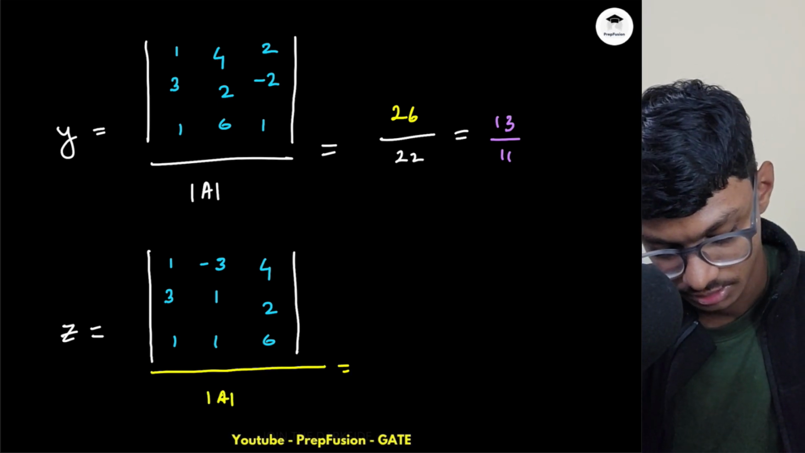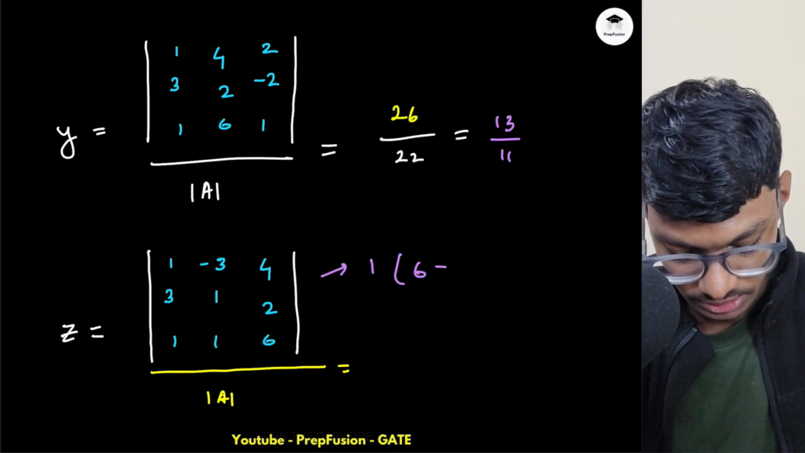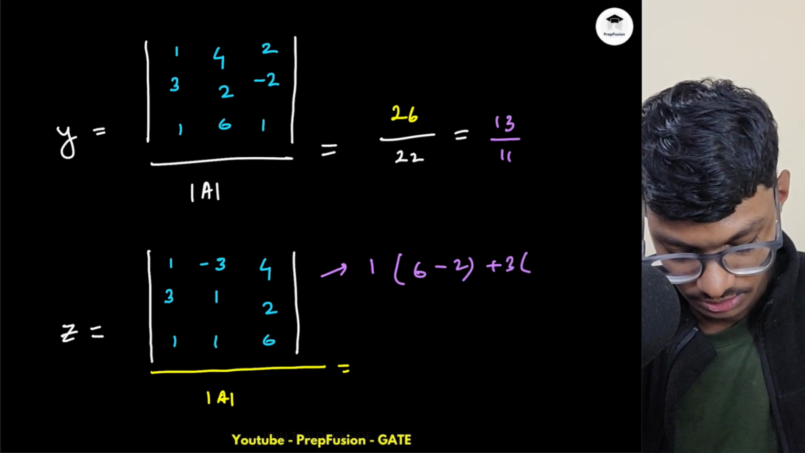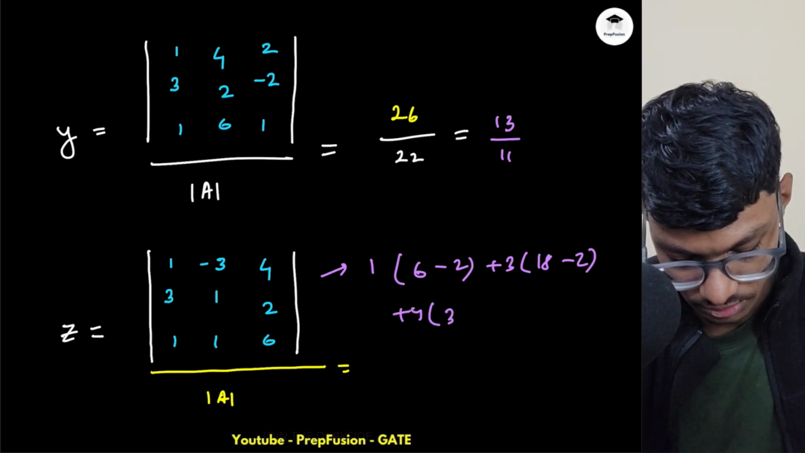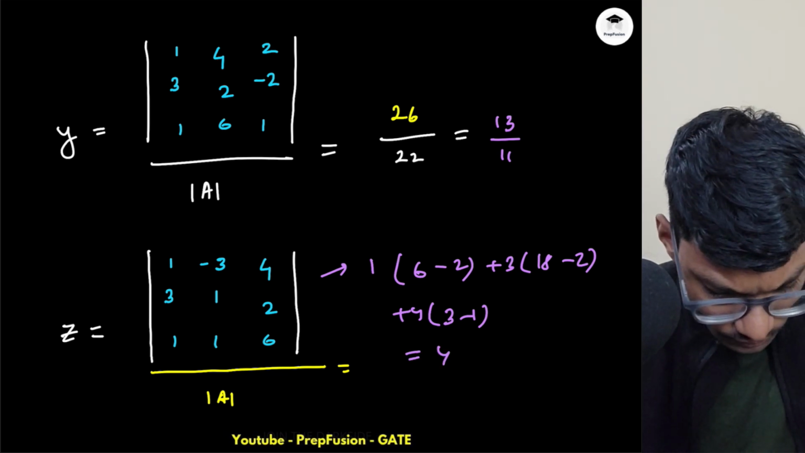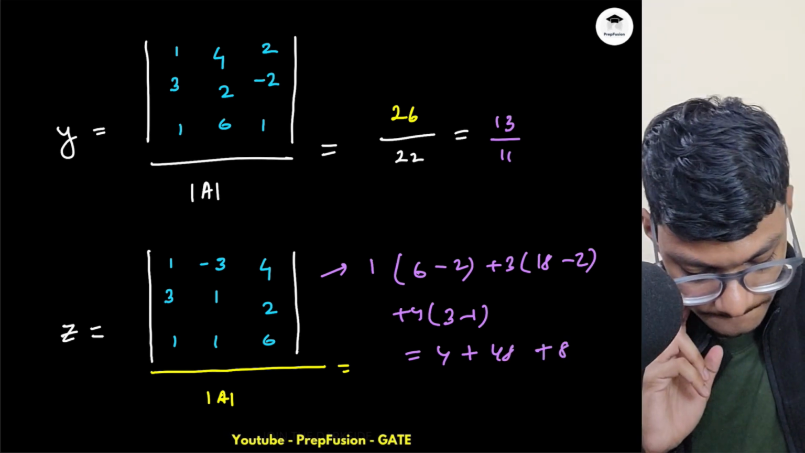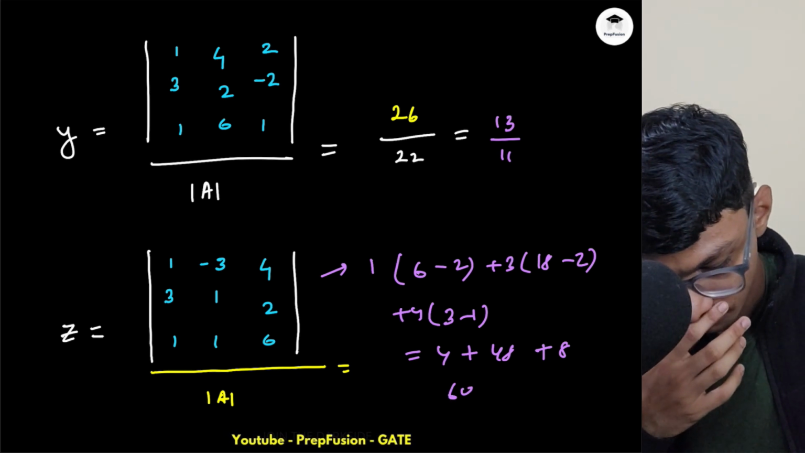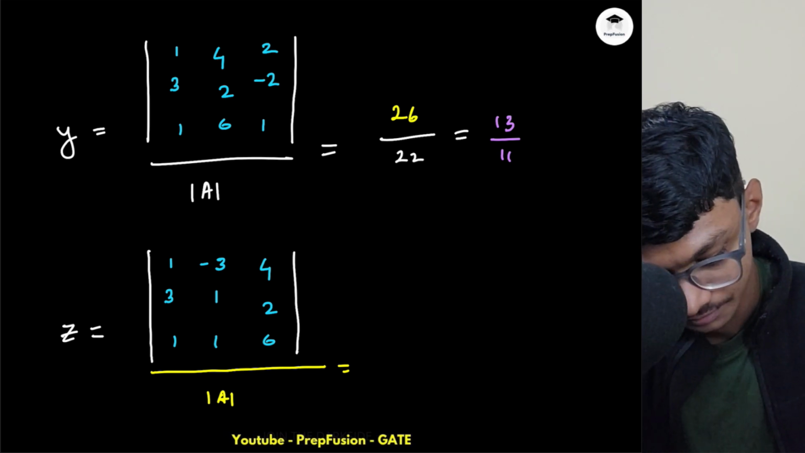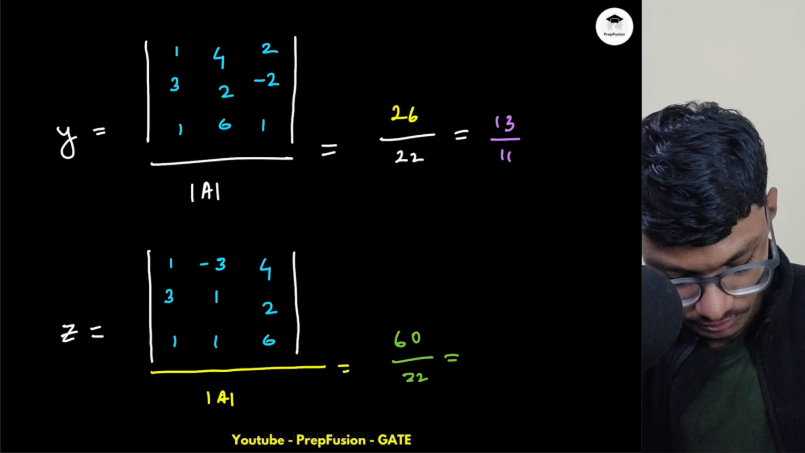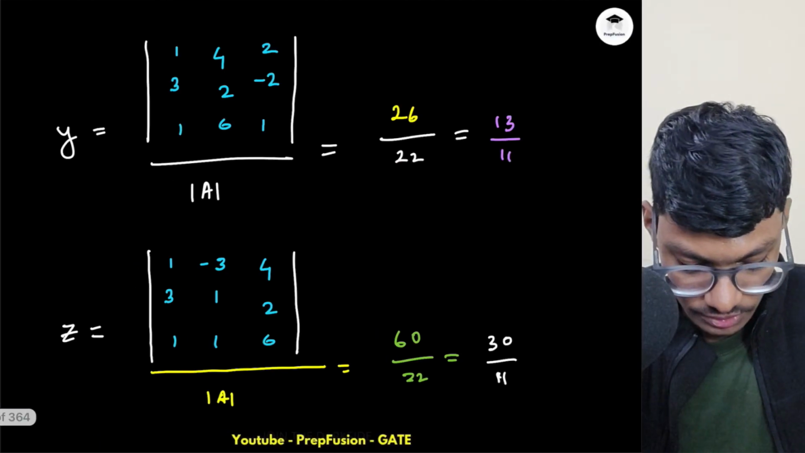Of A. So again, doing the rough calculation, I should have done it like previously, but that's fine. 1 into 6 minus 2 plus 3 into 18 minus 2 plus 4 into 3 minus 1. So this is 4 plus 16 to 3, 48 plus 8. So this is 60. 60 upon 22. Okay, so this will be 60 upon 22. So this is 30 upon 11. Okay, so yeah, this is the solution of this question, and this is how you solve it.